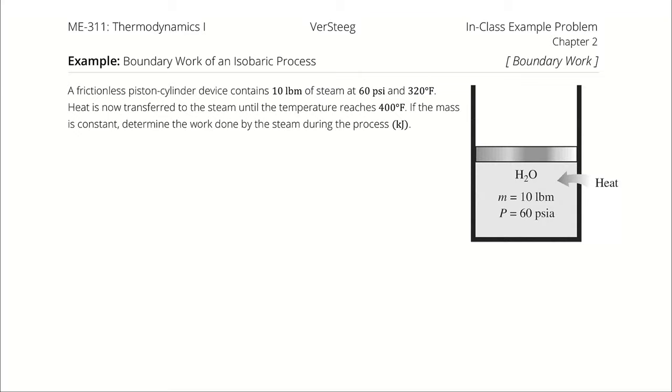A frictionless piston-cylinder device contains 10-pound mass of steam at 60 psi and 320 degrees Fahrenheit. Heat is now transferred to the steam until the temperature reaches 400 degrees Fahrenheit. If the mass is constant, determine the work done by the steam during the process.